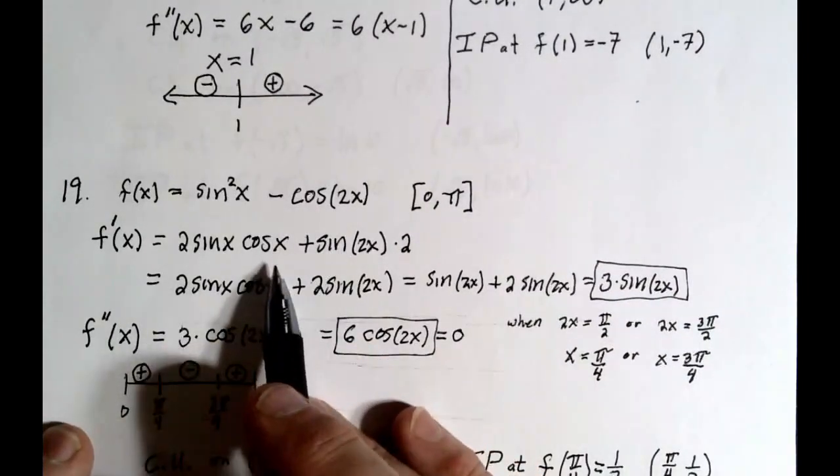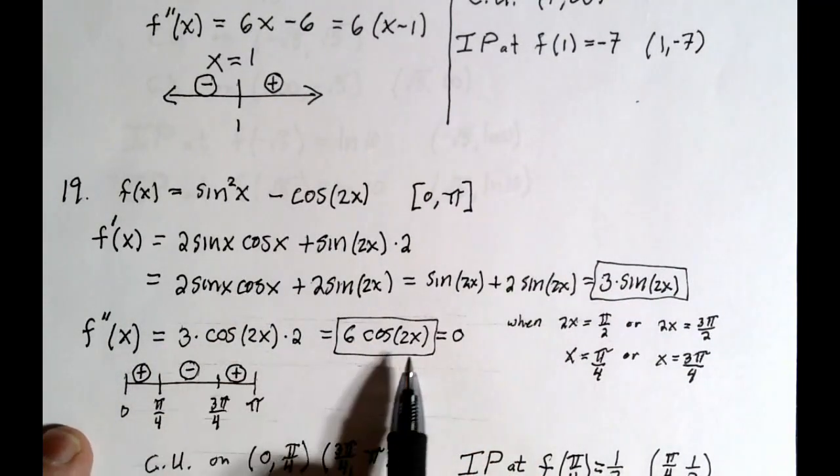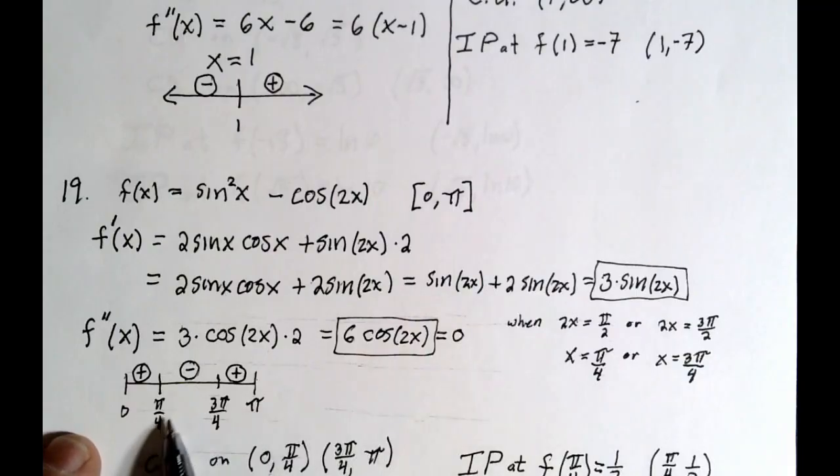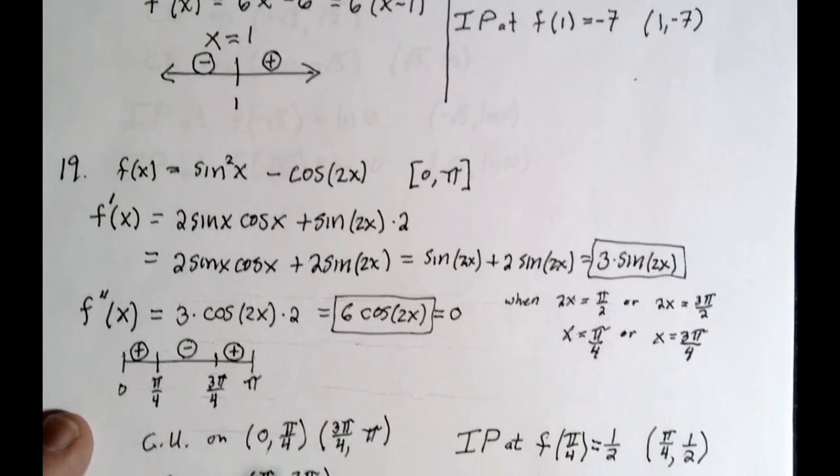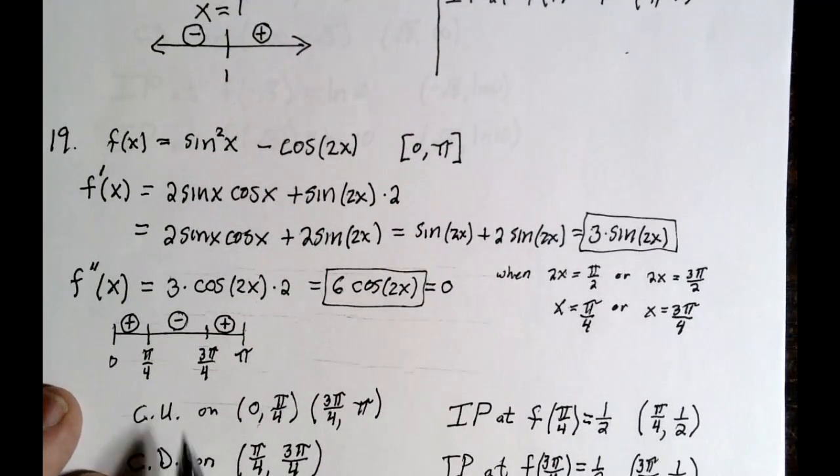19, you take the first derivative and then you take the derivative again, and you get this guy, and where does it equal 0? At pi over 4 and 3 pi over 4, and you check each region in the most factored form, and you can see where it's concave up and down, and you've got 2 inflection points there.